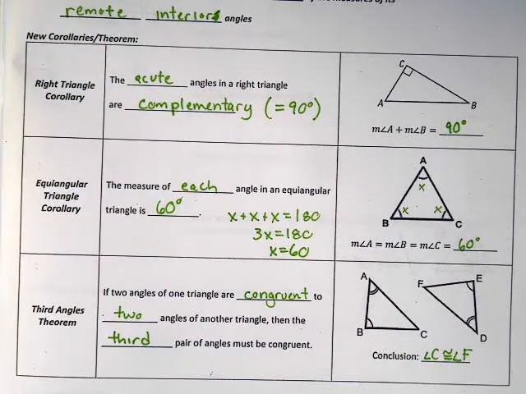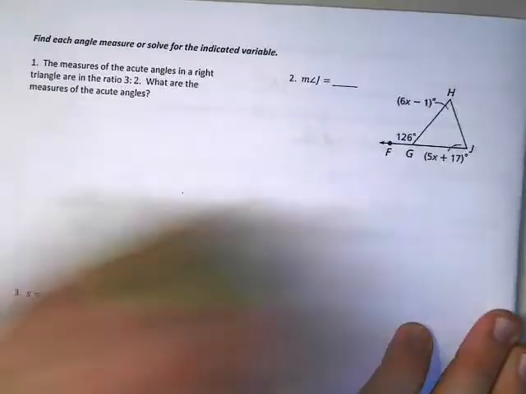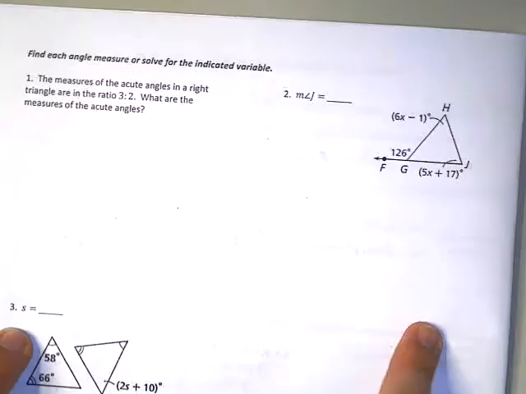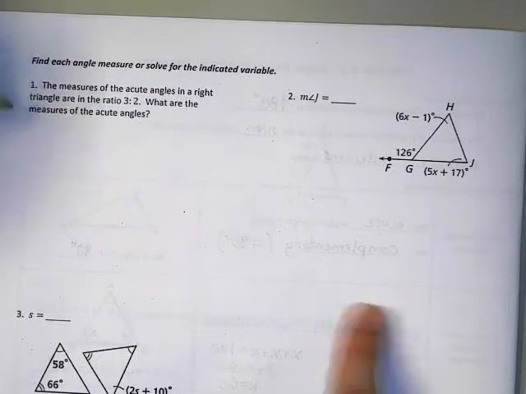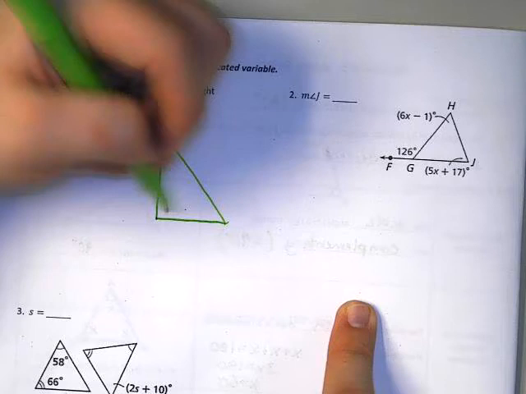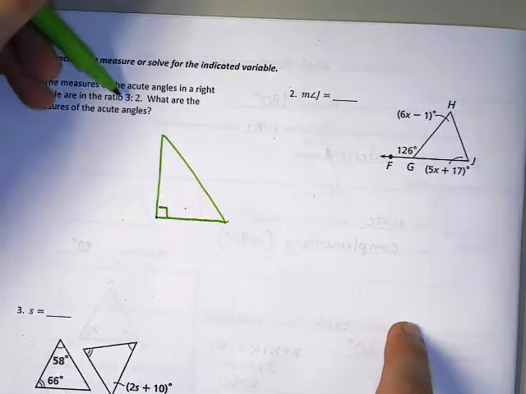So now let's see if we can put some of this into action. As we flip over, we got a few problems that we're going to try. And let's take a look. Okay, so in number 1, we have the measures of the acute angles in a right triangle. Right off the bat, I know I'm going to draw a right triangle. Cool. And I know the acute angles have to be in ratio of 3 to 2.